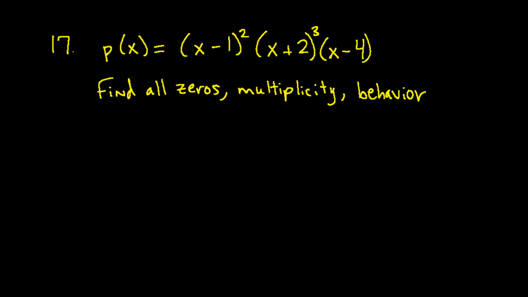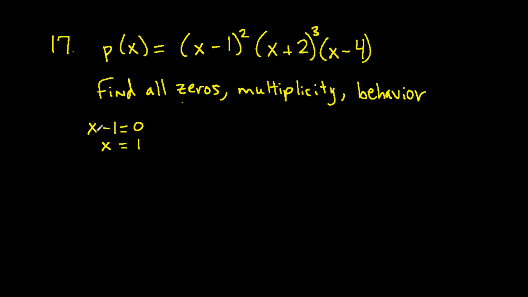The next problem involves zeros. They want to know what are the zeros of this polynomial function, what is the multiplicity of each zero, and the behavior of the graph at each zero. So we can actually think of these inside of the parentheses as separate things going on. If we set those factors equal to 0 and solve them, we will find the zeros. So in other words, if we set x minus 1 equals 0 and solve for x, we get a zero of the function, which is 1.